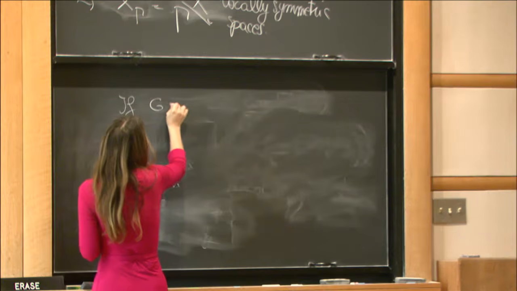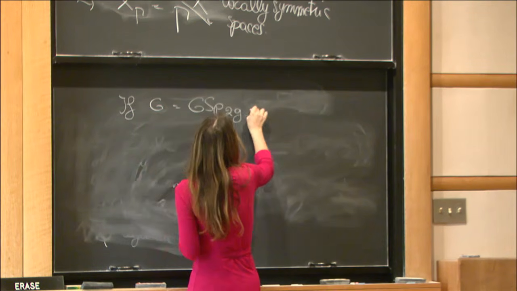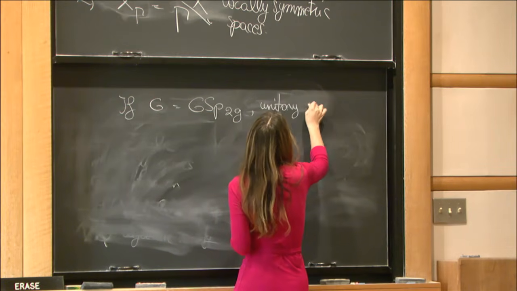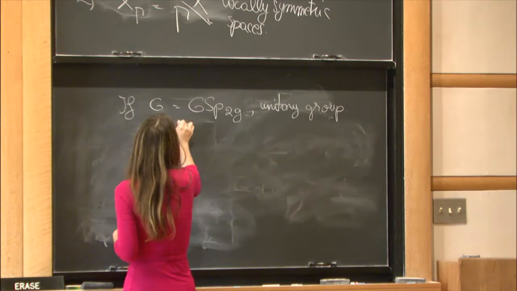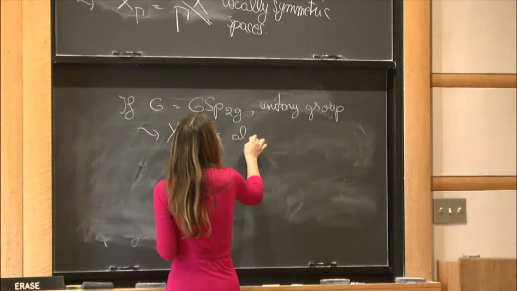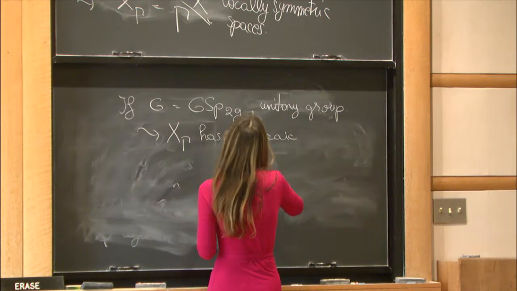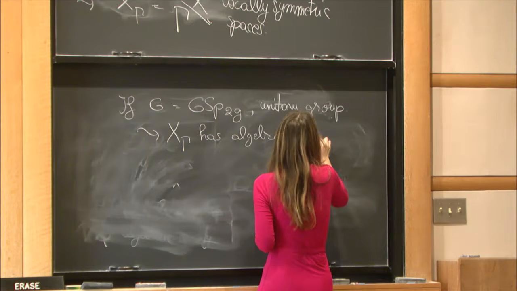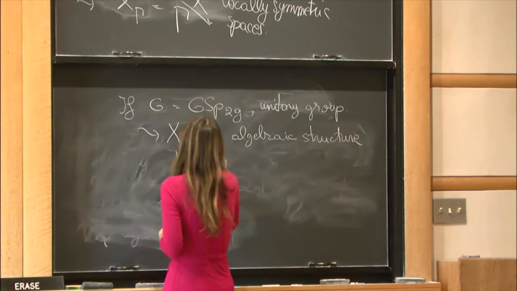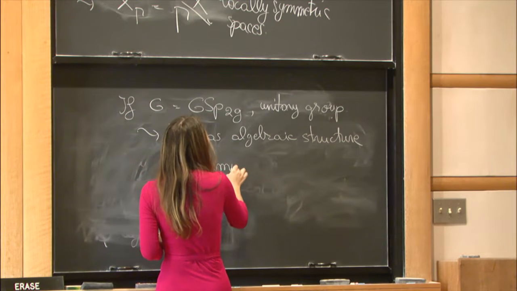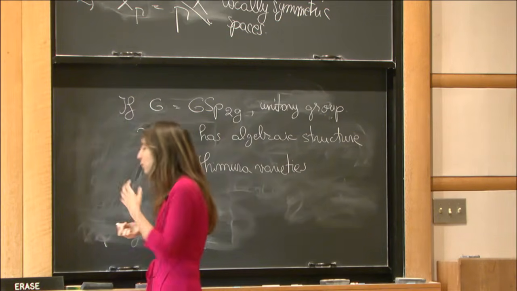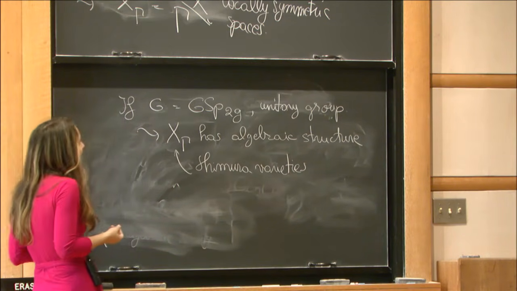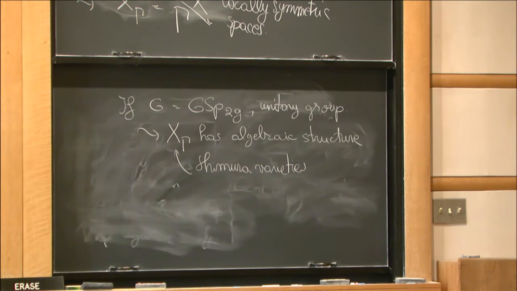So if G is, for instance, GSp2g, or a unitary group, then you do get an algebraic structure. And in that case, X gamma has an algebraic structure, and the X gammas are called Shimura varieties. So they're going to really be algebraic varieties that are defined over Q or over some finite extension of Q, so over some number field. And in that case, it's still possible to generalize the story that I talked about here.